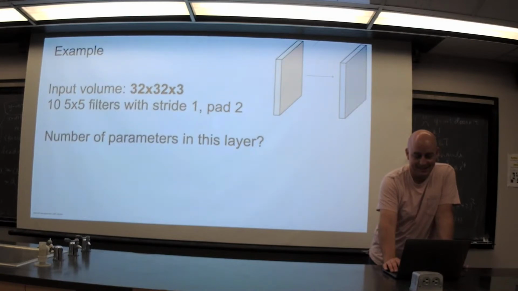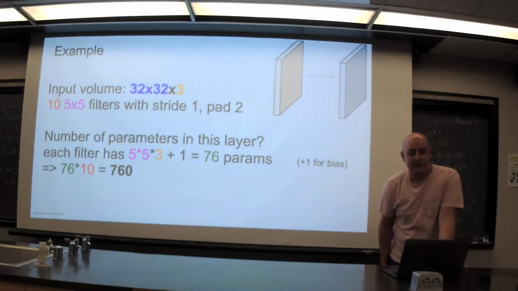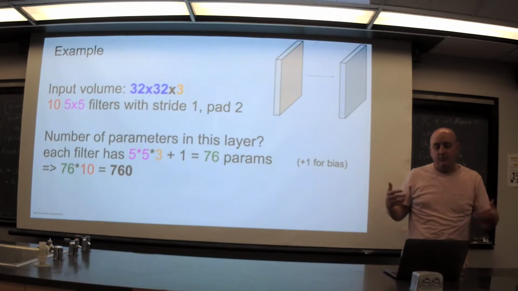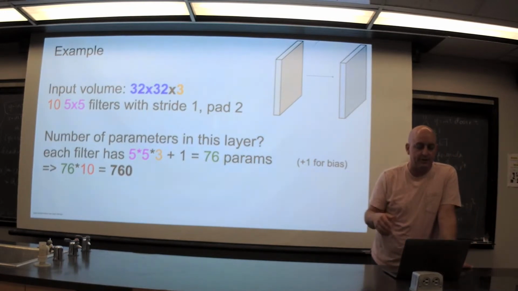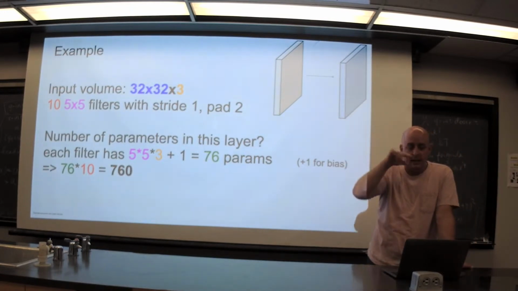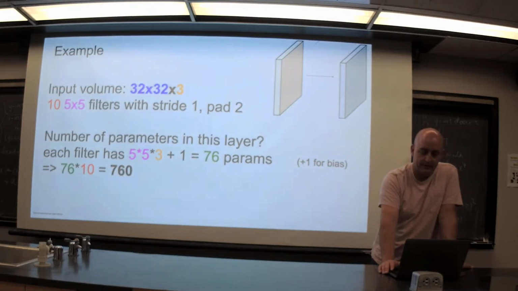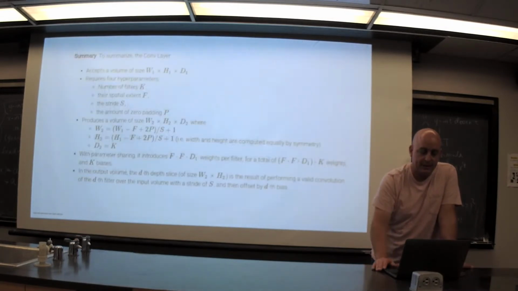Very close. We just forgot the bias. Yeah, good. It's the same as before. Even though we have the padding, the filter sizes are the same. We're just now running it along more of the image to give us a larger output, but the number of parameters stays the same.